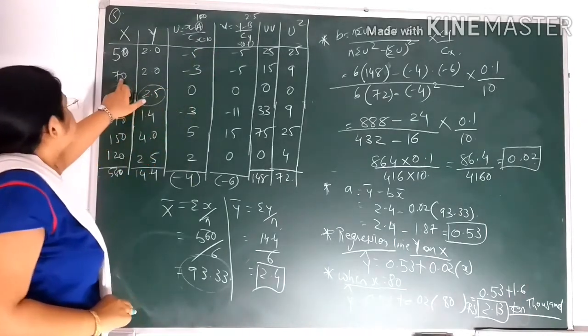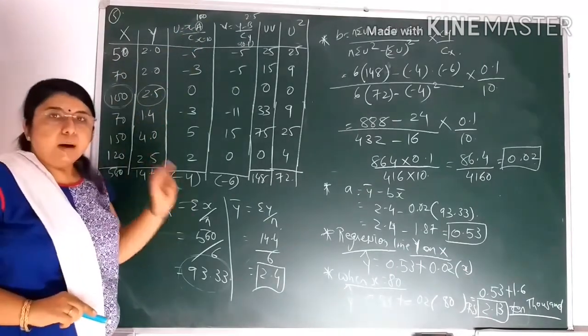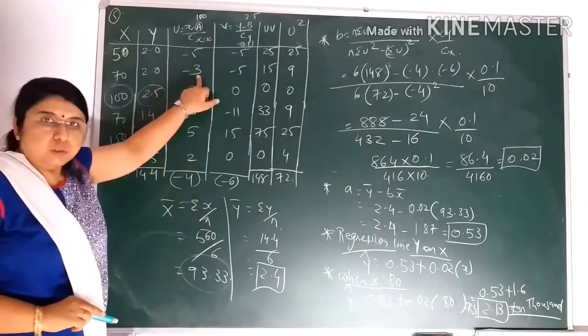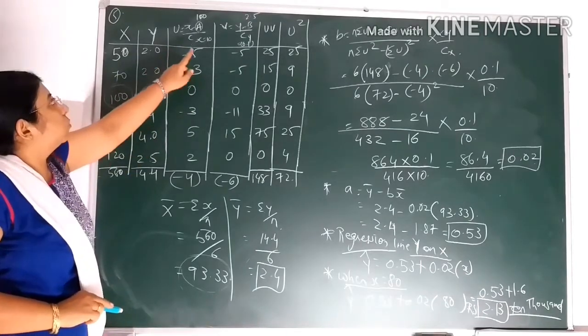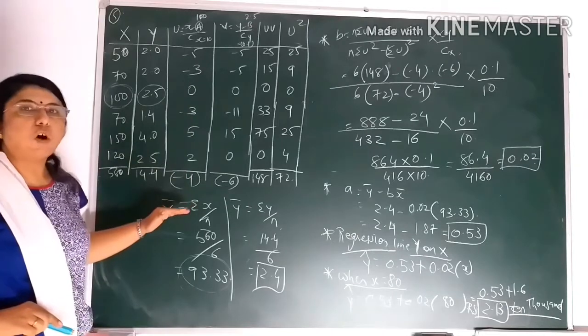In the same way, for the second value, 70 minus 100 comes to minus 30. Minus 30 divided by 10 comes to minus 3. The 0 will be cancelled. Now in case of 100, 100 minus 100 is 0, and 0 upon 10 comes to 0. So on, you have to find all the values of U.